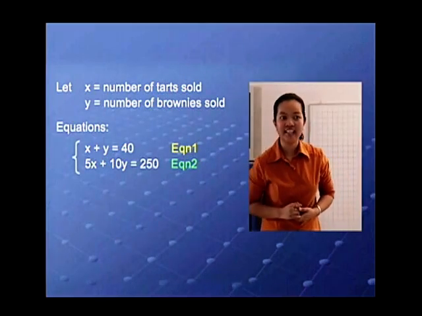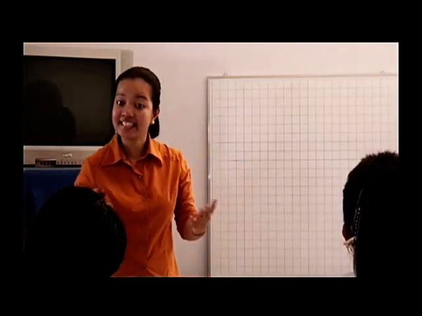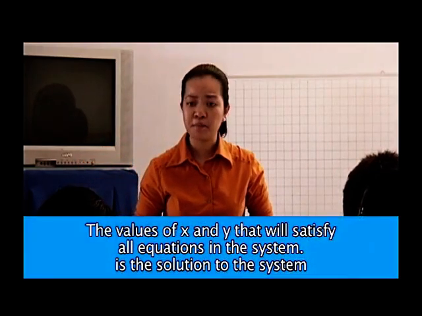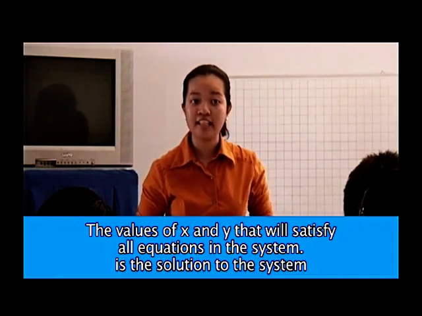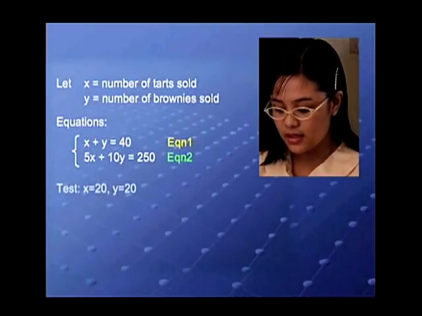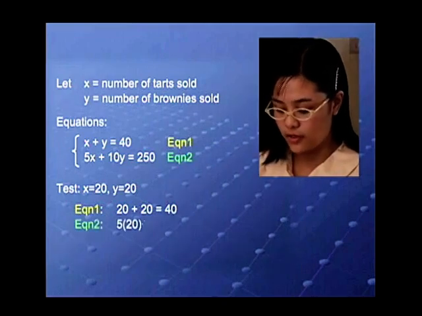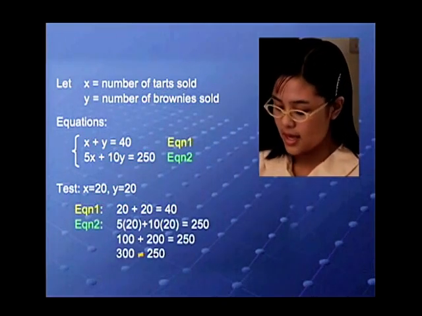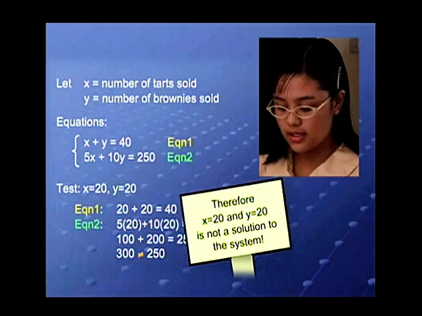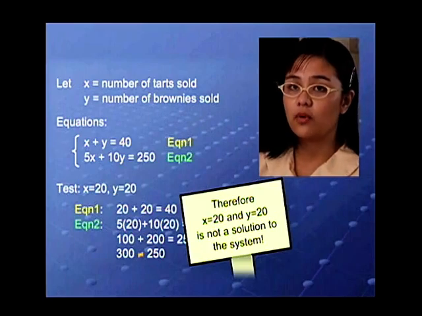Excellent! Notice that you just ended up with 2 linear equations. Or, as I've said, a system of linear equations. Finding the ordered pair x and y that will satisfy both equations is the same as finding the solution to the system. Oh, I get it! x equals 20 and y equals 20 is a solution for the first equation but not for the second. So, x equals 20 and y equals 20 is not a solution to the system. But how do we find the values of x and y that will satisfy both equations?